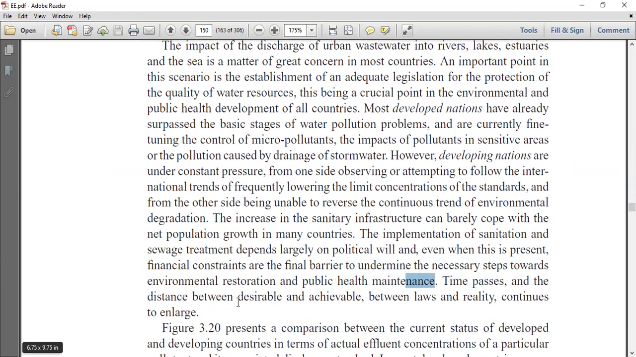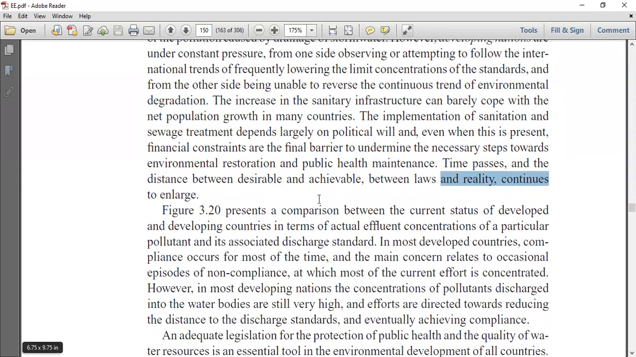Time passes as the distance between the desirable and the attainable, between laws and reality, continues to enlarge. The figure presents the comparison between the current status of the developed and the developing countries in terms of the actual concentration of a particular pollutant and its associated discharge standard. In most developed countries, compliance occurs most of the time, and the main concern relates to the occasional episodes of non-compliance, on which most of the current effort is concentrated.